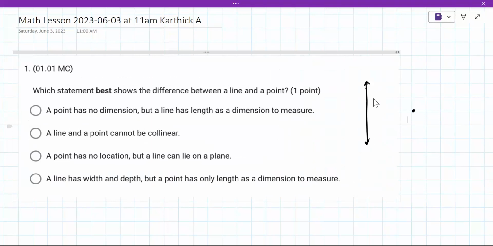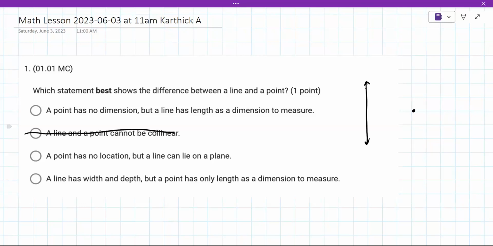A line segment you could measure, I guess, depending on that. So let's go through what it can't be. A line and a point cannot be collinear. So that's not true. They can definitely be collinear.